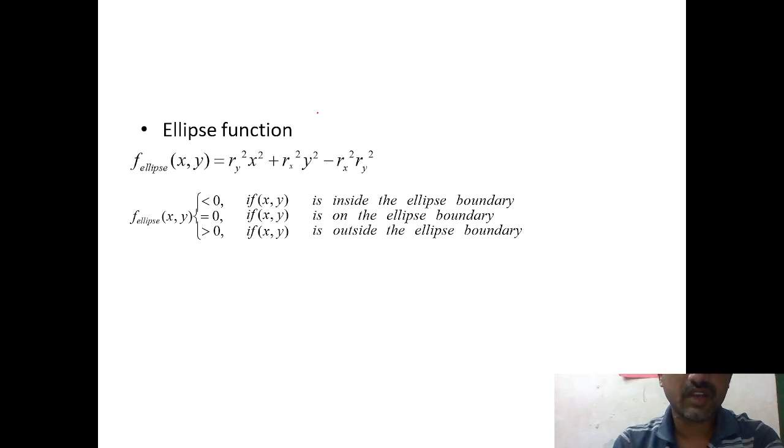In the ellipse function, f ellipse of x comma y equal to ry square x square plus rx square y square minus rx square ry square. If f ellipse of x comma y is less than 0, then x comma y is inside the ellipse boundary; equal to 0, it is on the ellipse boundary; greater than 0, it is outside of the ellipse boundary.